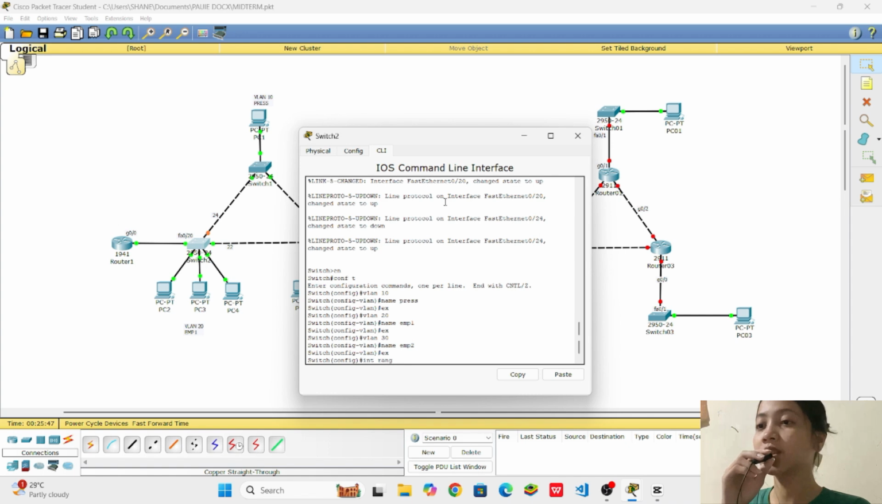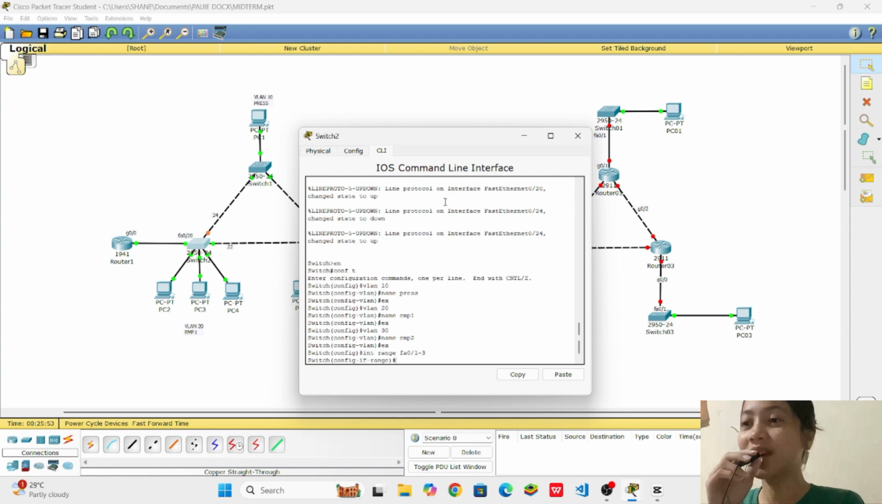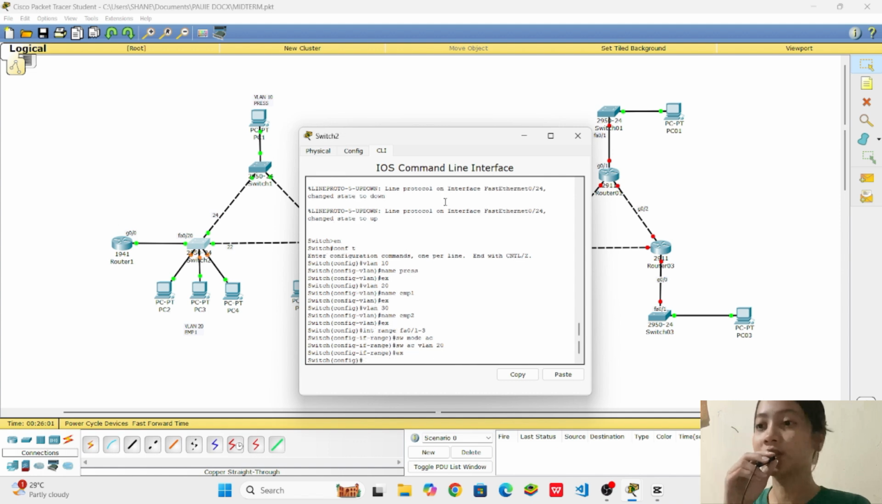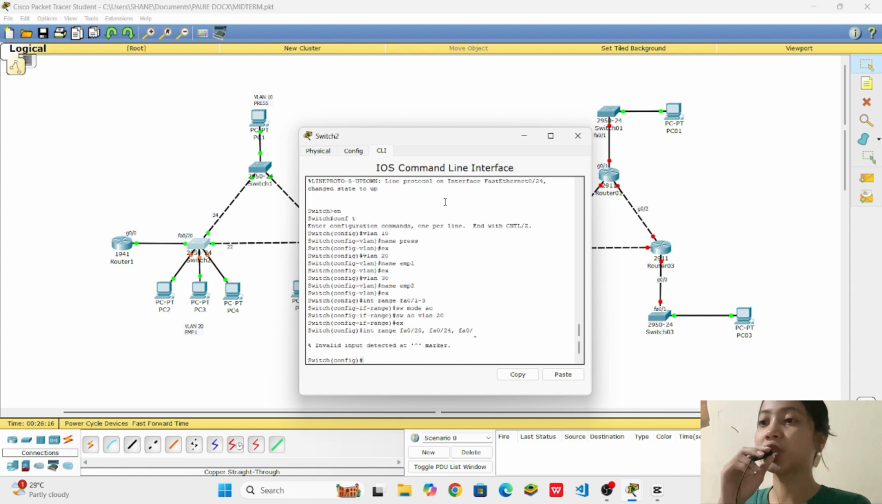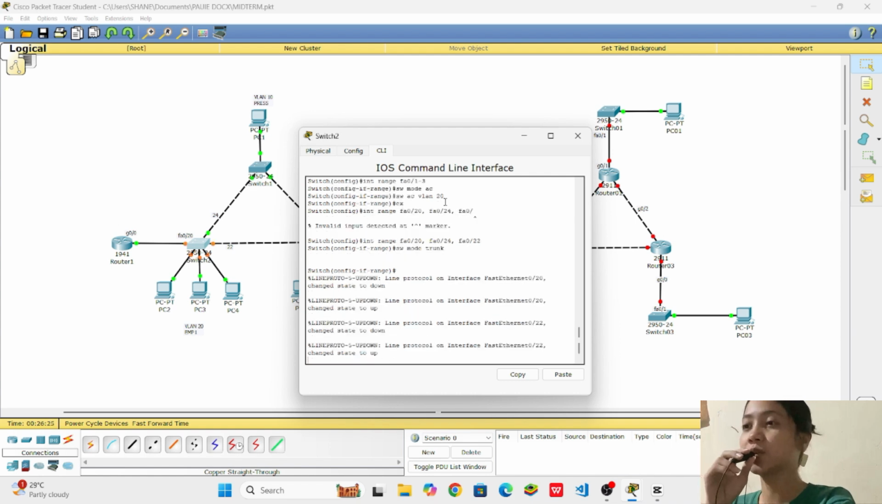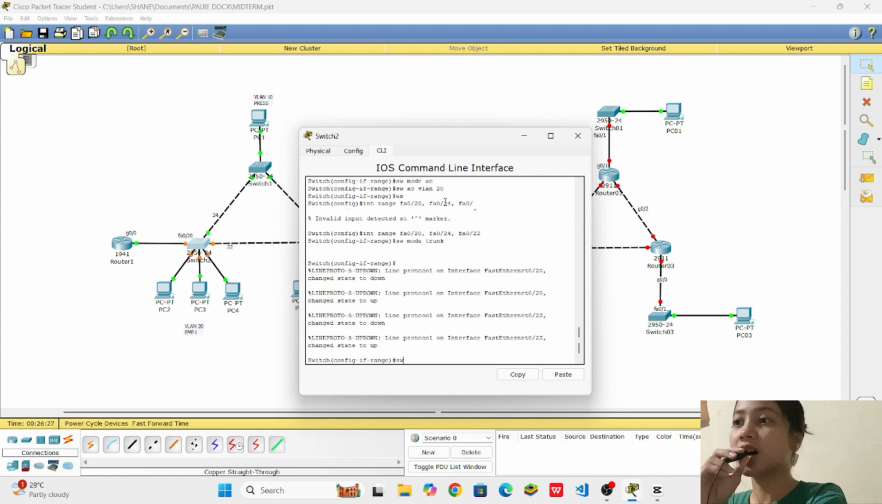Ito naman int range FA 0/20, ito yung nakakonect sa router natin for inter-VLAN routing or trunking. And the 23, 24 and 22 is yan yung nakakonect sa switches natin. Same logic, switchport trunk allowed VLAN 1, 10, 20 and 30. This allows the trunk.